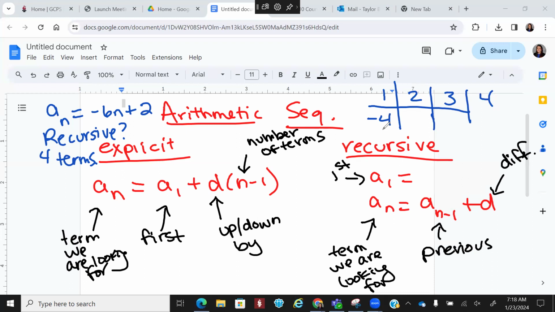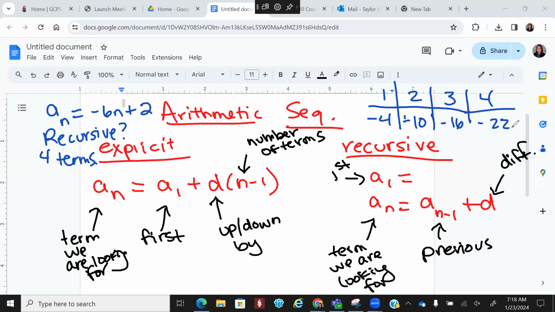If we plug 2 in, what do we get? If we plug 3 in, what do we get? Negative 16. And if we plug 4 in, what do we get? Okay, good. So those are the first 4 terms.